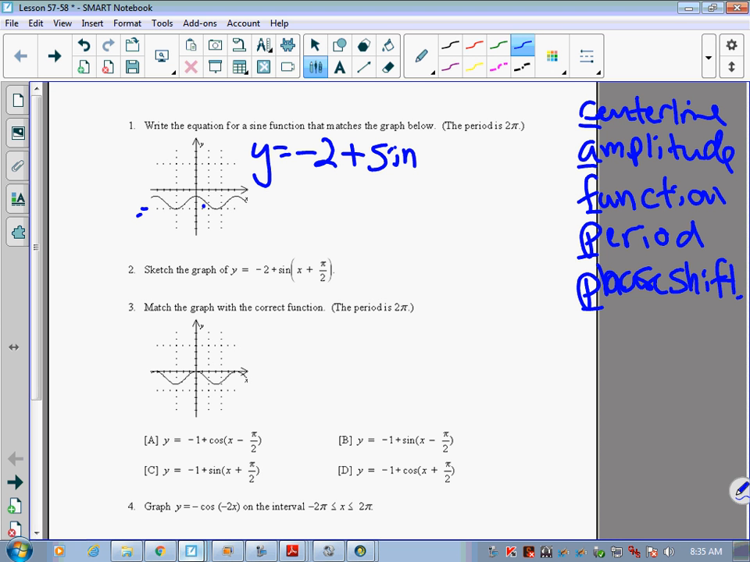Okay? So the next thing is we need to look at our period. Okay? The period is 2 pi. So they tell me that to begin with. So is there a period change here? No, there's no period change because 360 degrees is 2 pi. And if it hits its period in 360 degrees, there's no change to the coefficient. So what I have in here then is I need to be able to address the phase shift.